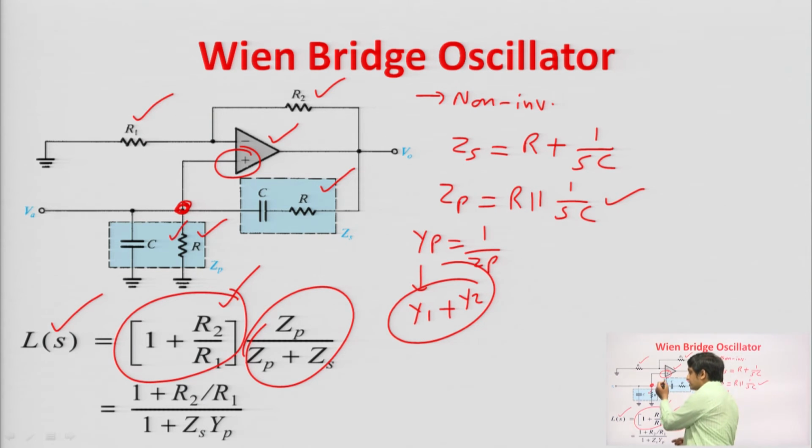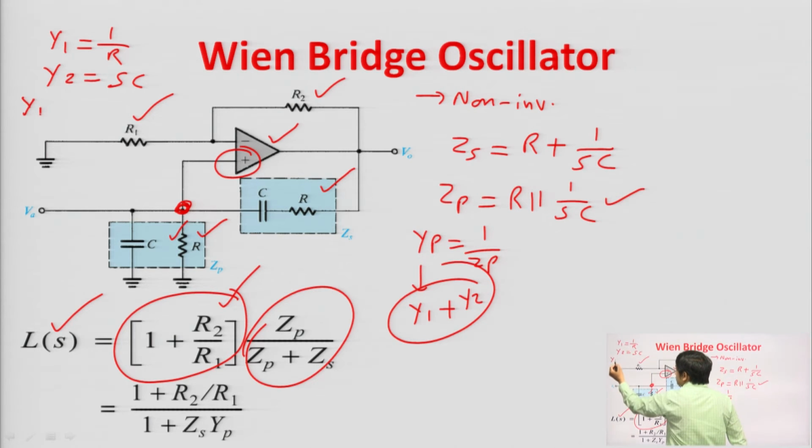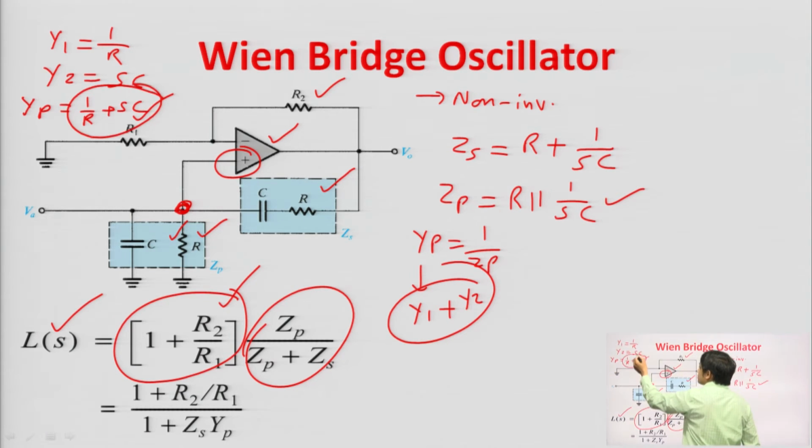So, the admittance of resistor R, that is Y1, is 1 by R, because the opposite of impedance is admittance. And what will be the admittance of the capacitor? The impedance is 1 by sC for the capacitor, so the admittance will be sC. So, the equivalent admittance will be Y1 plus Y2, that is 1 by R plus sC. When you use this 1 by R plus sC, the calculation will be simpler.